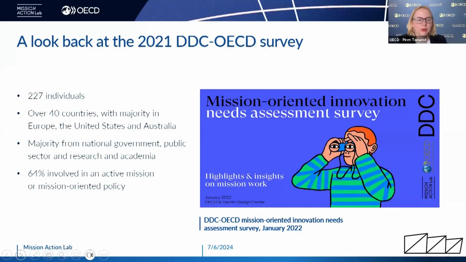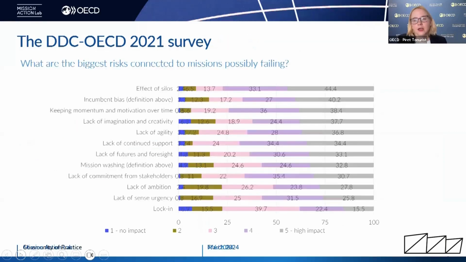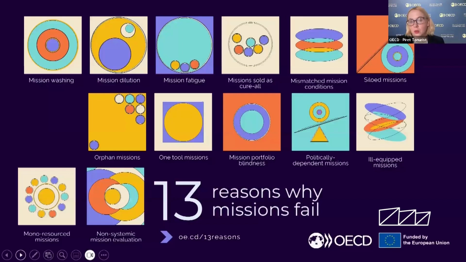Already in 2021, we had a first round of surveys with our mission practitioners across 40 different countries. And a lot of these effects that I talked about, the effects of silos, which is really a governance effect that you need to define, incumbent bias, lack of agility, and so forth, these effects that I encourage you to evaluate when you are applying missions, are really important in terms of what the community also sees as the reasons why mission-oriented approaches are not working.